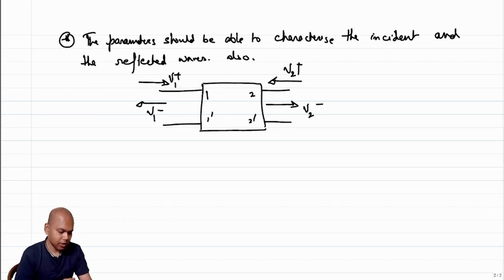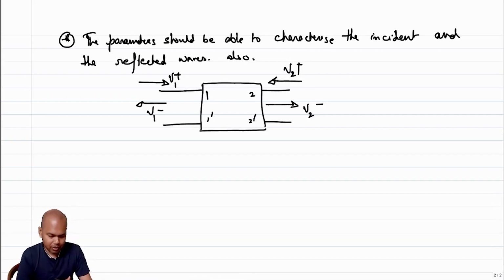So then all we need to do is to ensure that the parameters capture this plus and minus things, right? And secondly, we have to ensure that whatever parameters we come up with should be able to capture the effect of matching or not, right? Okay, so essentially, what do you want?